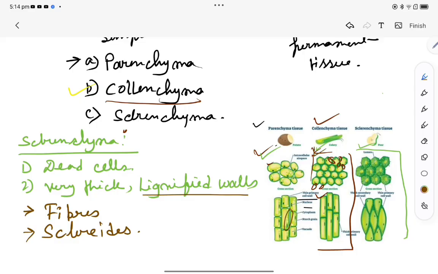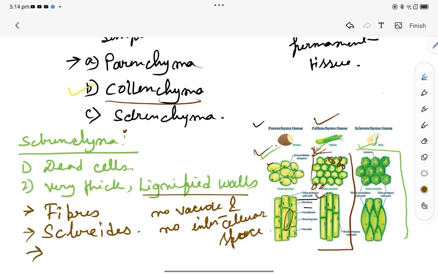Collenchyma is flexible, but in case of Sclerenchyma, no vacuole and no intercellular space, right? Next, it provides what? Obviously, if it is that strong, then it will provide mechanical support, strength and rigidity, right? And where can we find this Sclerenchymatous tissue?